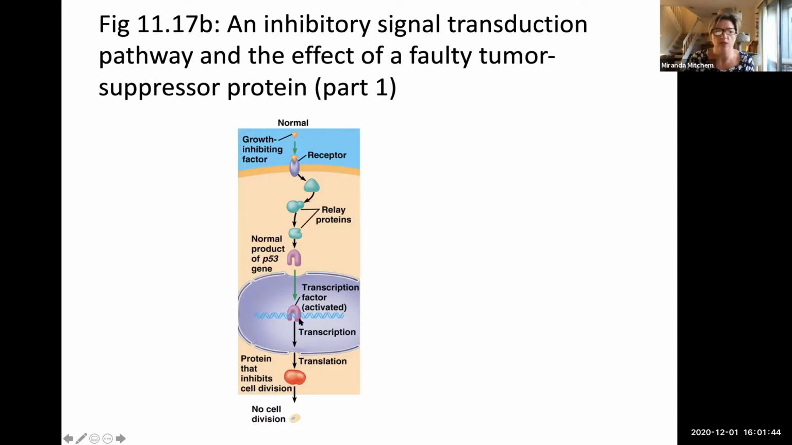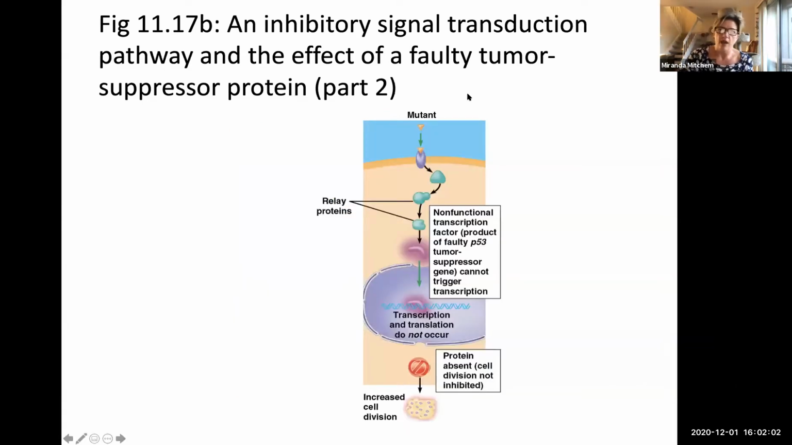And then once we get activation of this transcription factor, it moves into the nucleus where it's able to interact properly with the DNA, and we get the production of this growth inhibitory protein. So that would stop or limit cell division.